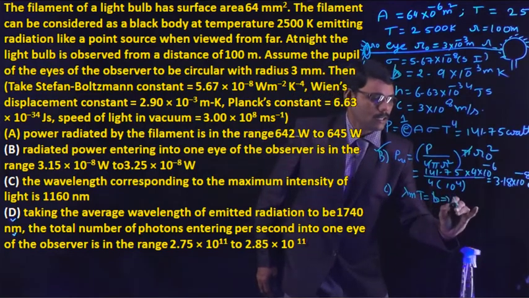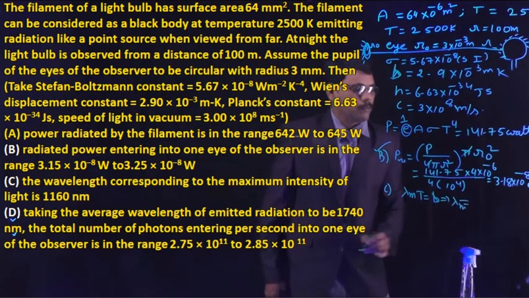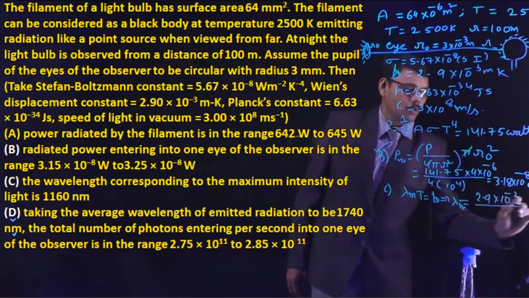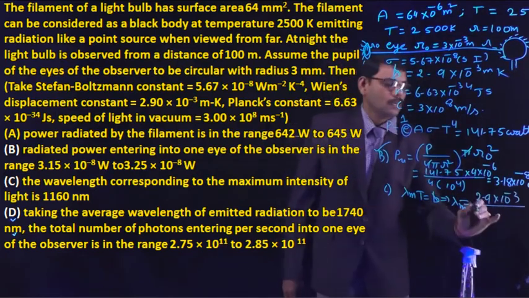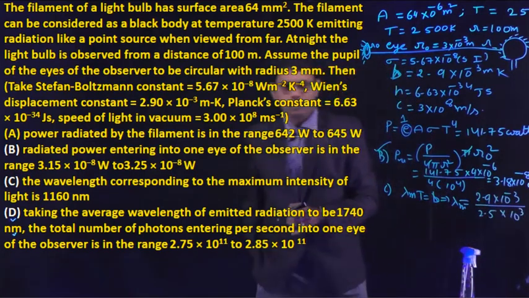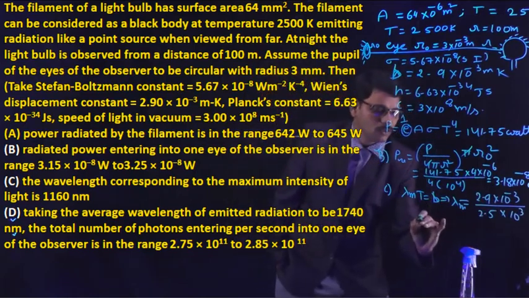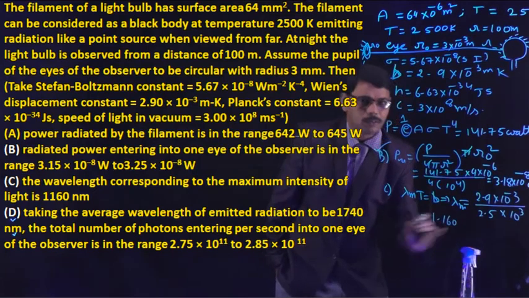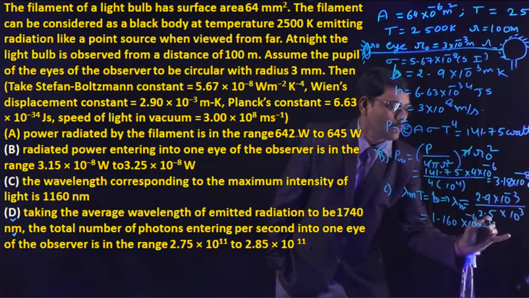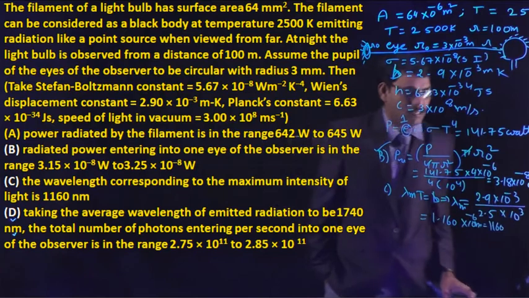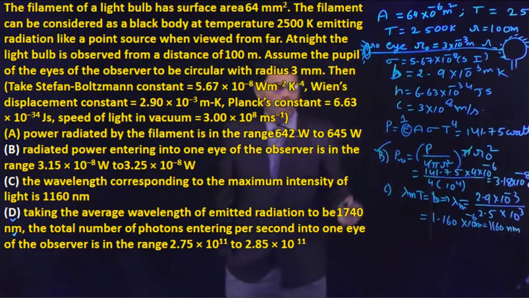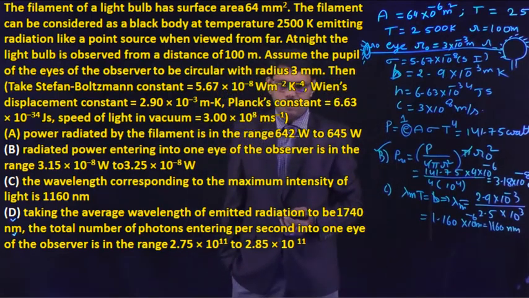This implies, on cross multiplying, we find lambda m equals B by T. B value is 2.9 into 10 power minus 3 meter Kelvin, divided by temperature, which is 2.5 into 10 to the power of 3. 2.9 by 2.5 is 1.160 into 10 power minus 6 meters, also equal to 1160 into 10 power minus 9 meter, that means nanometers. Therefore the C option is also correct.